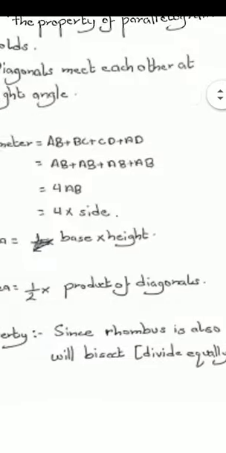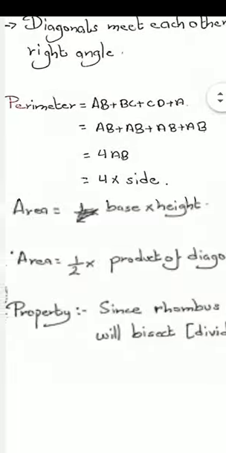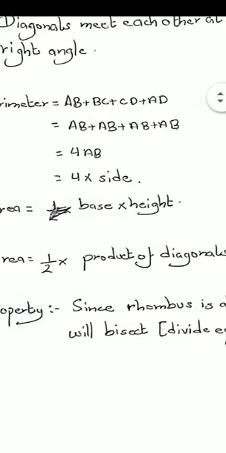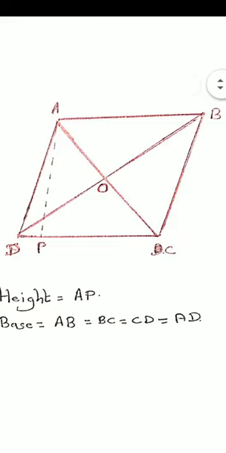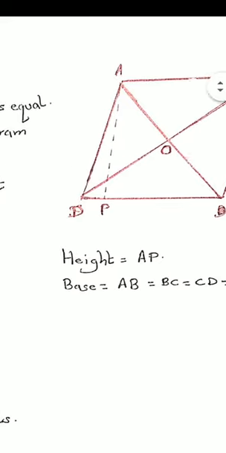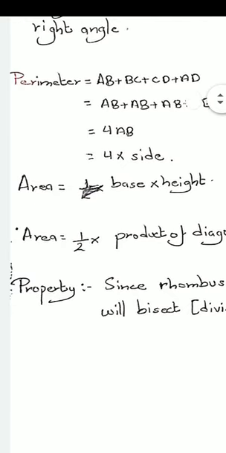If you remember, I had told you in my previous classes that whenever two diagonals meet each other at right angles, we can find the area of that quadrilateral as half into the product of diagonals. Since these two diagonals are meeting each other at right angles, I can make use of that property. So in case of a rhombus, we can calculate its area using two formulas. One formula is base into height, another formula is half into the product of diagonals.